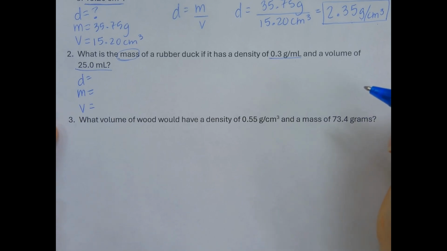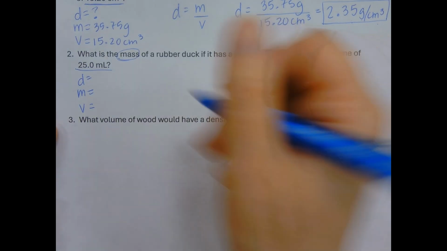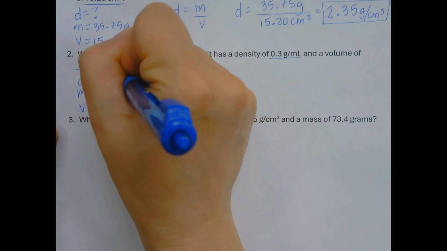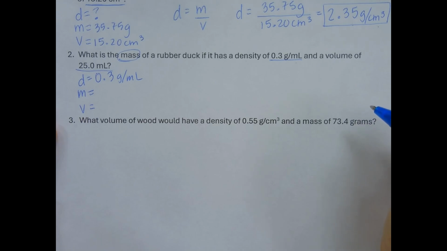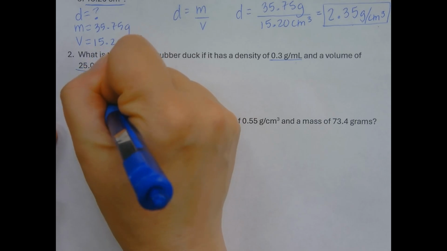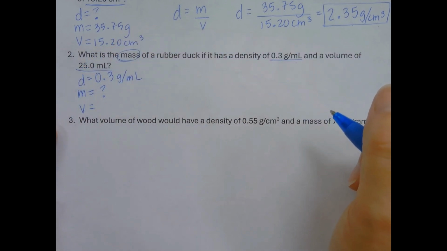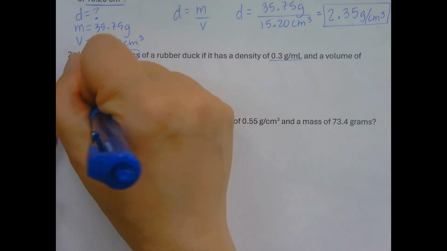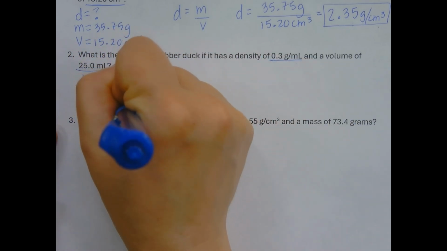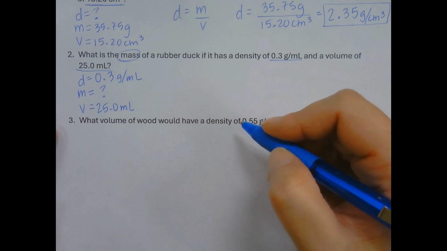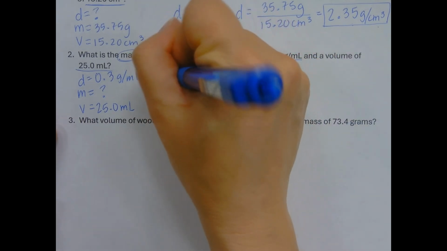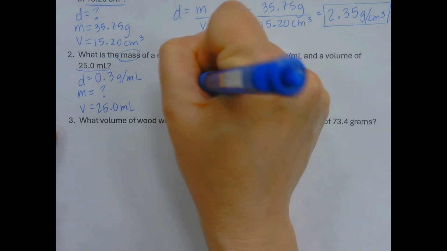Density equals, mass equals, volume equals. My density is 0.3 grams per milliliter. And remember, every time you write a number, you write a unit. The mass, I don't know. That's what I'm looking for. And the volume is 25.0 milliliters. Okay, so we rearranged the equations at the top, but I'm just going to show it one more time here. We know that density is mass over volume.